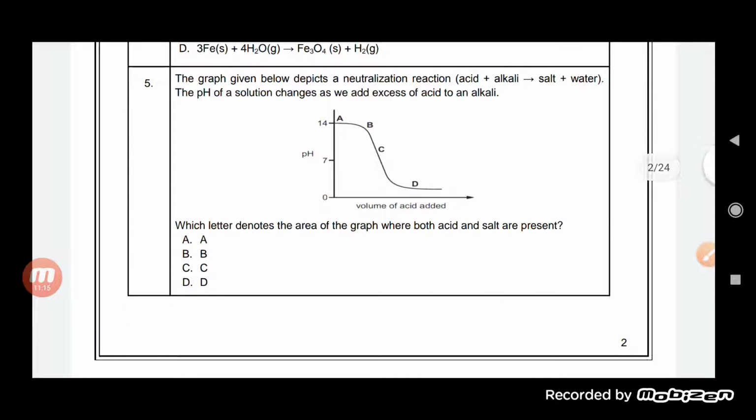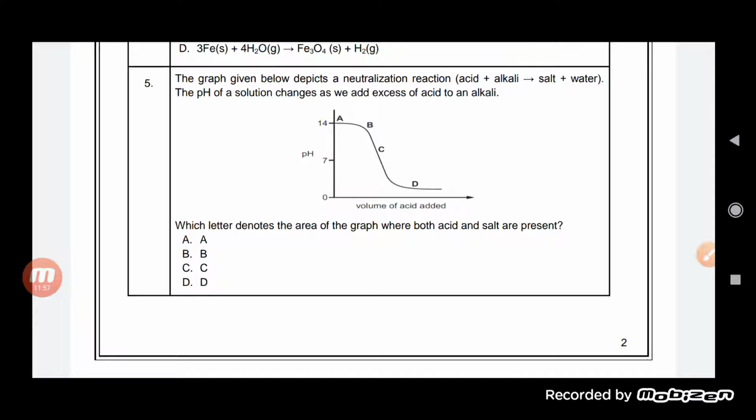Now the next one. The graph given below depicts a neutralization reaction. A neutralization reaction is one in which acid plus alkali gives salt and water. Yes, students, when the acid reacts with the alkali, the base, there is a formation of a salt and water is released along with it. The pH of the solution changes as we add excess acid to the alkali. As you can see here, the pH keeps on decreasing because we are continuously adding acid to the alkali.